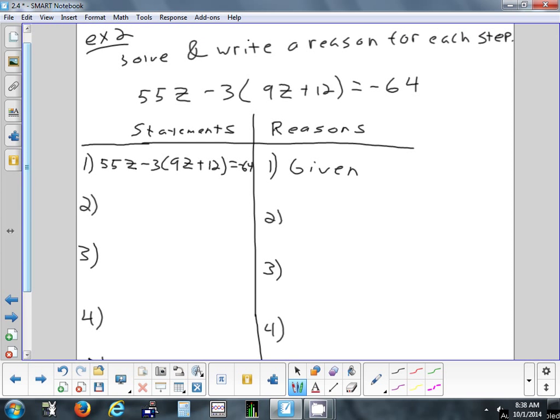Very similar kind of problem again. This one says 55z minus 3 times in parentheses 9z plus 12 equals negative 64. So we want to solve the equation, write a reason for each step. Is that plus 12? That's plus 12, yep. Okay, first statement I've written down is what was given to me. That's what I'm starting off with. What my given was.